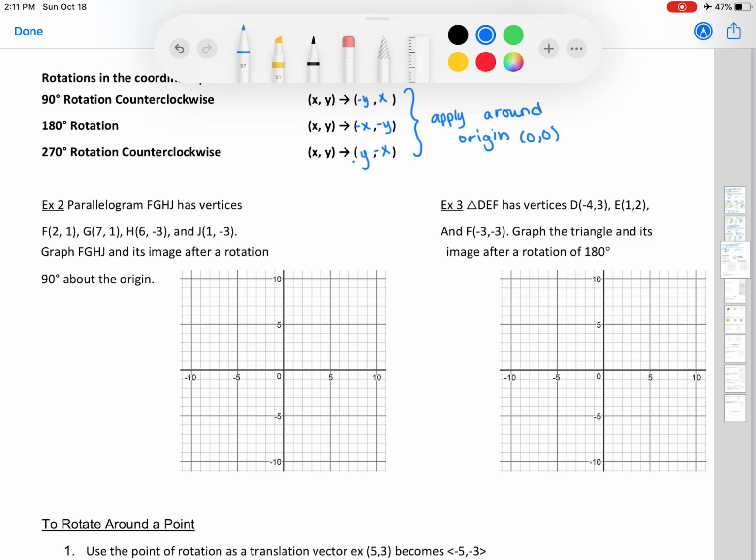So for example 2, it says you have a parallelogram FGHJ. So we're going to go ahead and start by graphing our original figure. So F is at 2, 1. G is at 7, 1. H is at 6, negative 3. And J is at 1, negative 3.